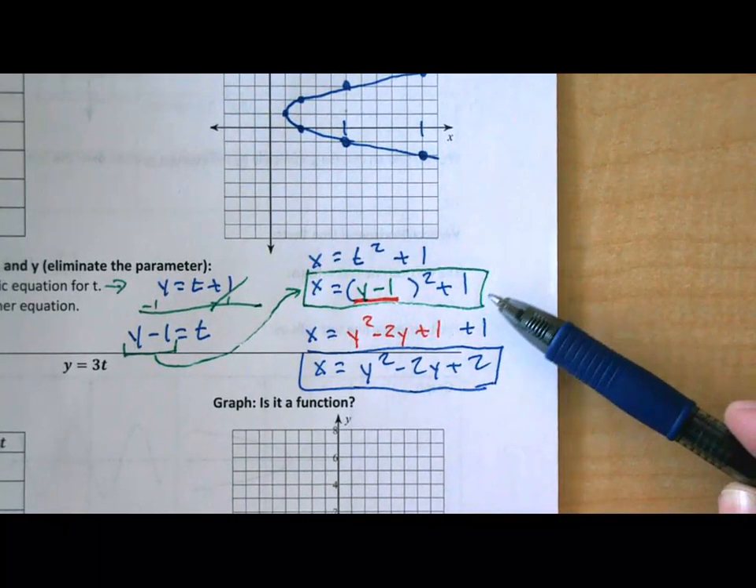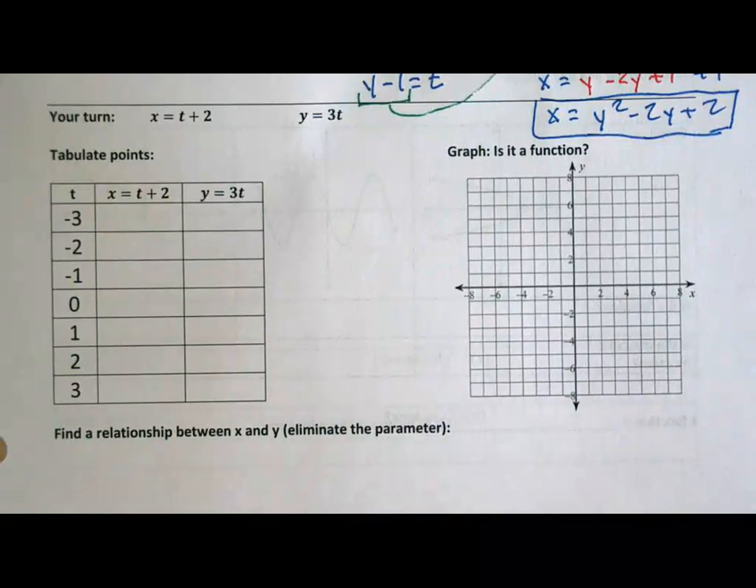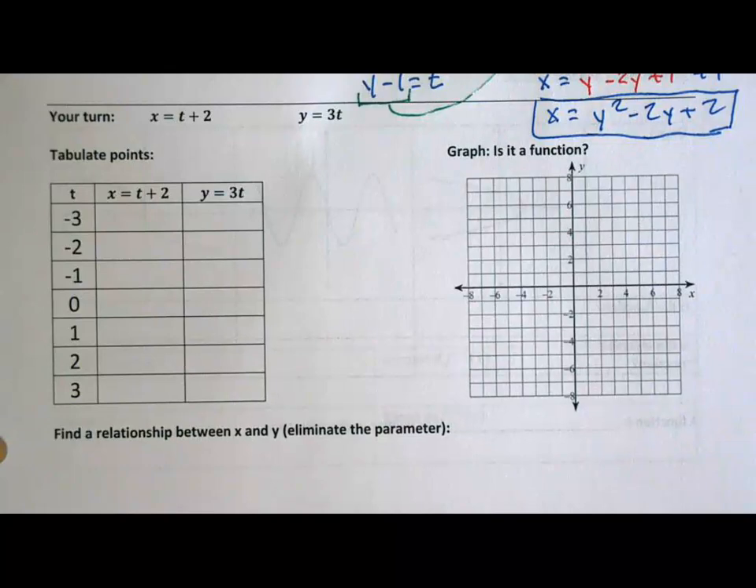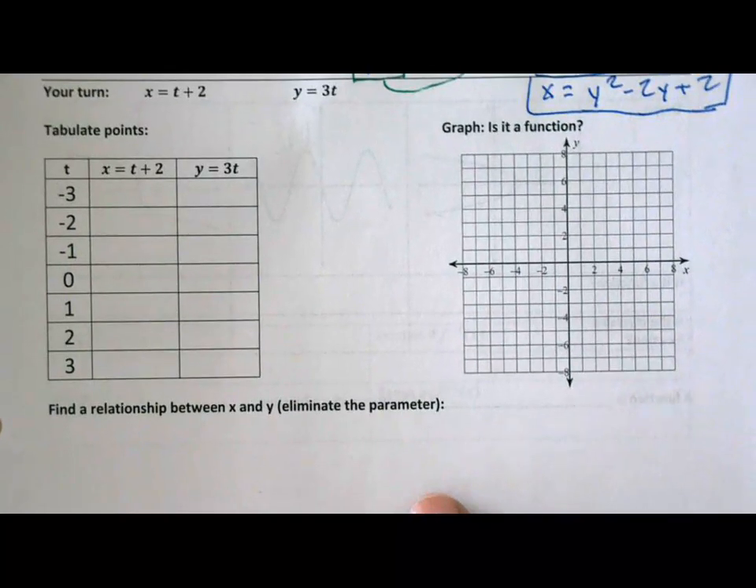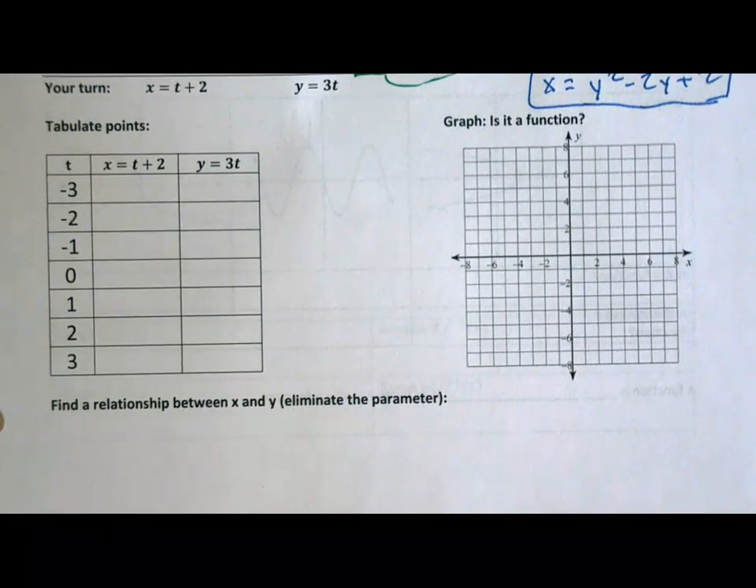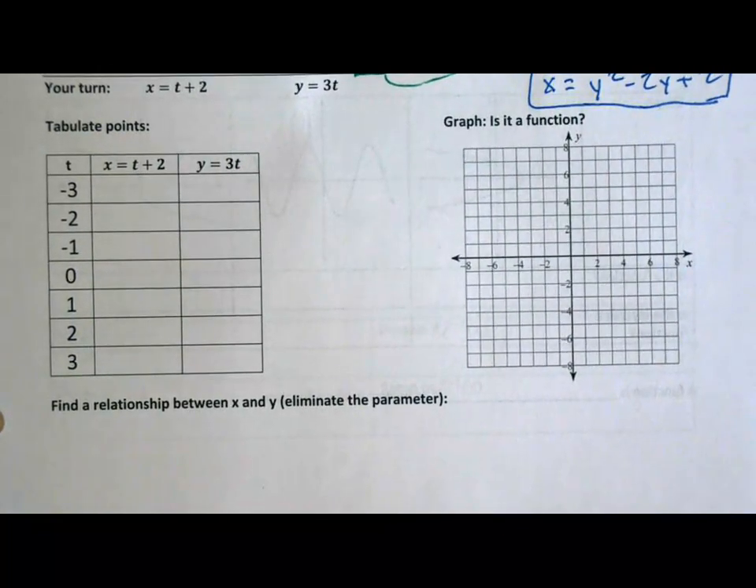Why don't you guys give it a shot down here, see what you can do. Do the whole shebang. Give me some XY coordinates, graph them, and then do the whole eliminate the parameter thing. There are 2 versions of this final answer that would be equally awesome. I'll let you guys work through that.